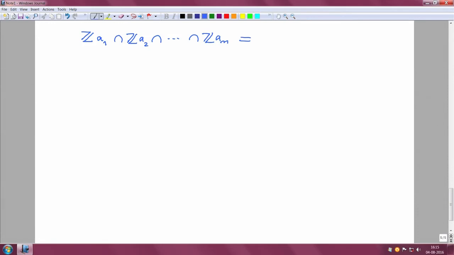If you take the cyclic subgroup generated by a1, the cyclic subgroup generated by a2, and the cyclic subgroup generated by an, and take their intersection, this is also a subgroup of Z. The generator for this is nothing but the LCM. Both these statements are immediate from the definition of LCM and GCD.